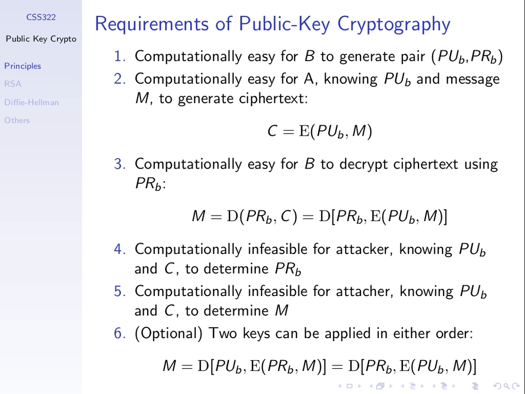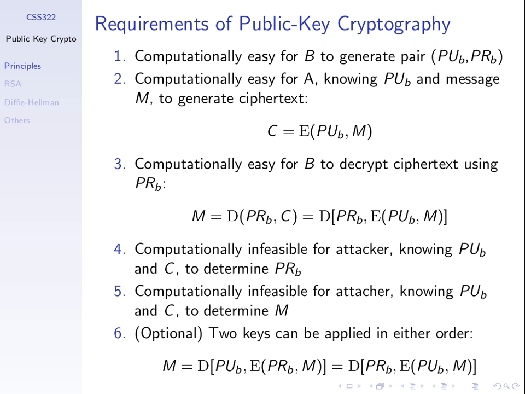So, to make it easy to use and practical to use, we need algorithms such that it's easy to calculate and generate a pair of keys, so that any one of us can run some software and within a few seconds get our own public and private key. You can, for example, use OpenSSL to do that.